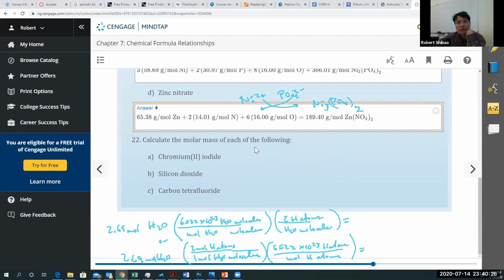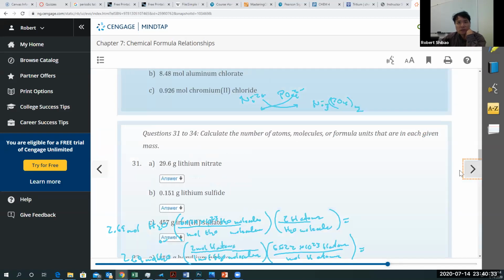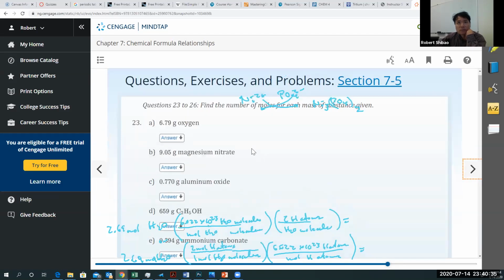Calculate the molar mass of each of the following. So we just need the formula. And we do the same thing. So you might go, I think I know how to do that. And if not, then do it.